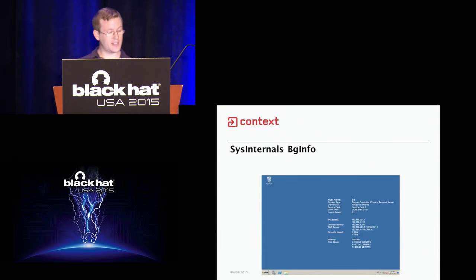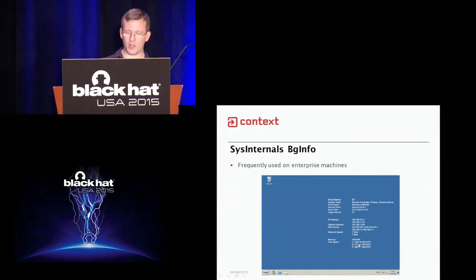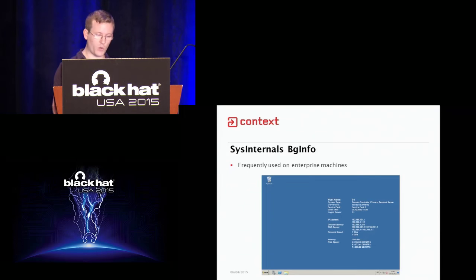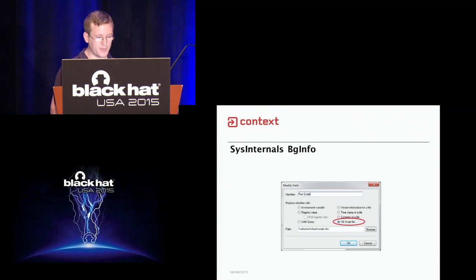So this brought us to another Sysinternals tool, BGinfo. Now, BGinfo, if you're not familiar with it, essentially displays system information on the desktop background. And actually, it's often used on enterprise machines to let admins tell one machine from another, and so on. Now, probably what you don't know about BGinfo is you can specify various different custom fields. And one thing you can do is specify a VB script file to execute to produce an output that will display on the desktop. So again, we can run arbitrary code via a Microsoft signed binary.